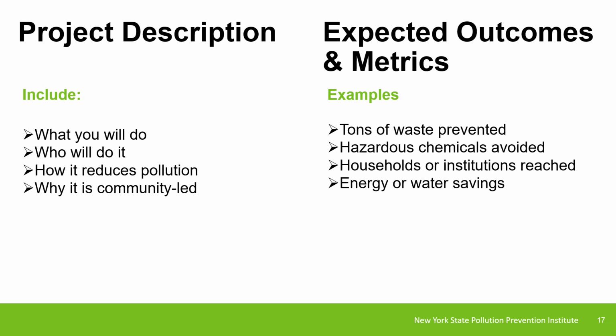Every proposal must include measurable outcomes. Examples include tons of waste prevented, hazardous chemicals avoided, households reached, or energy saved. Be realistic, but be specific. Reviewers need to see quantifiable impact.